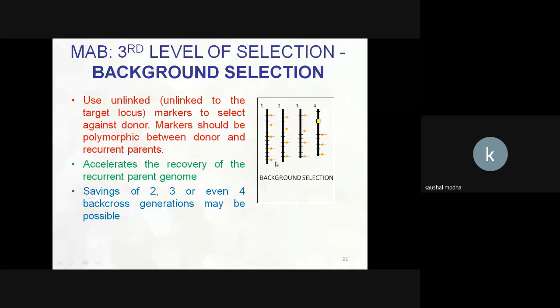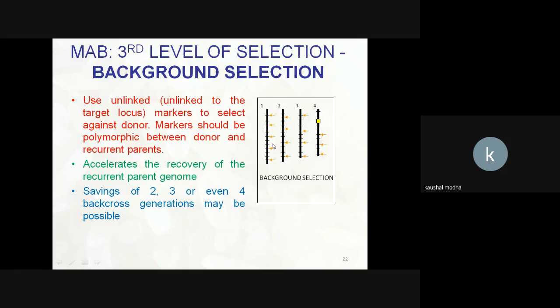So for background selection, we utilize the markers which are unlinked to the target locus, because in background selection, we are focusing on the recovery of recurrent parent, not the target locus. Target locus is from donor parent, and the background genome must be from recurrent parent. So we are applying selection for the microsatellite markers generally. SNP markers can also be utilized. So these polymorphisms are utilized to find out the recovery from recurrent parent. So how we can calculate the recovery? Maximum number of the alleles should be from recurrent parent. Arrows are indicating the positions of these markers on the chromosome.